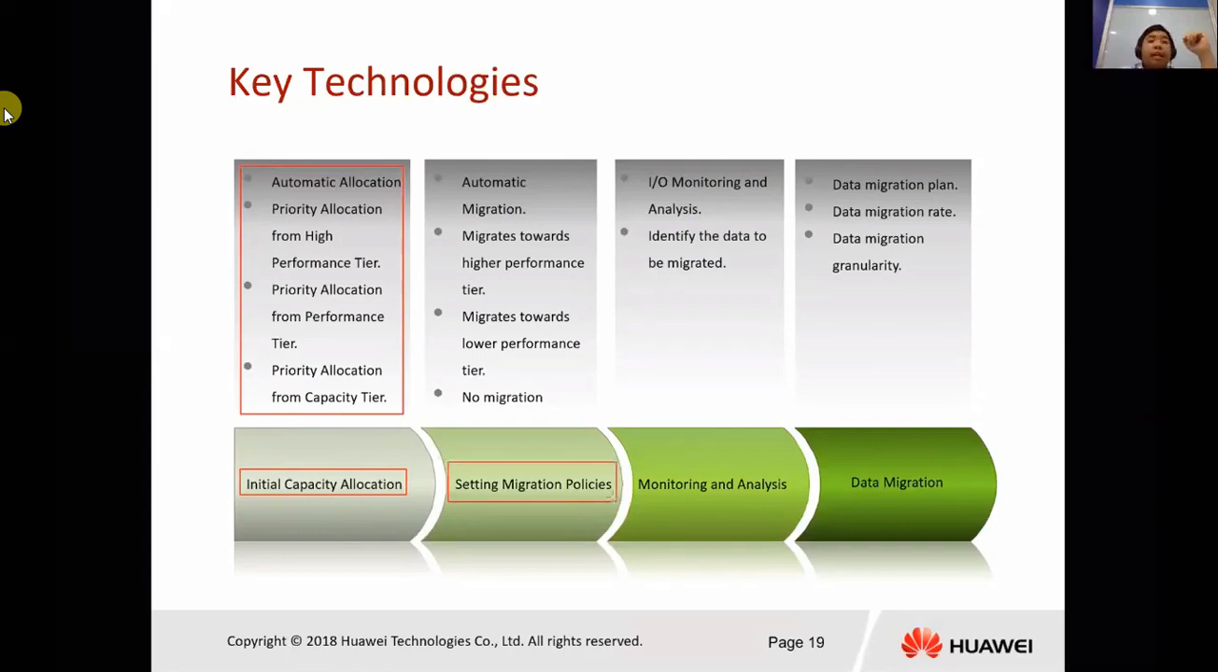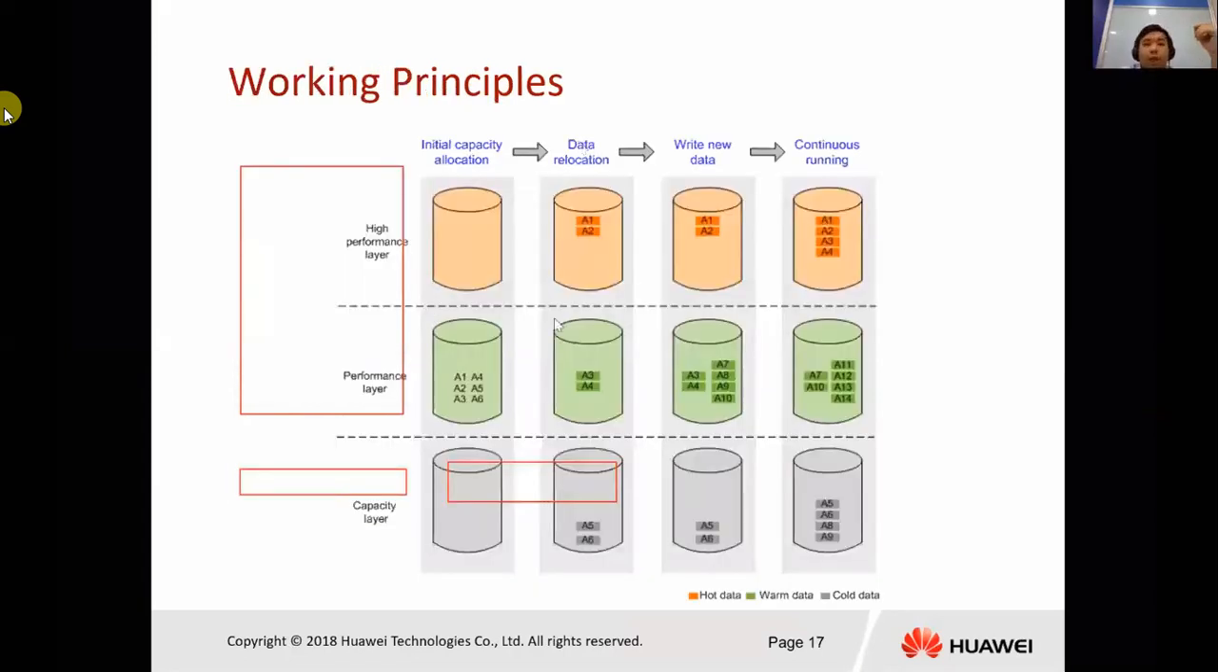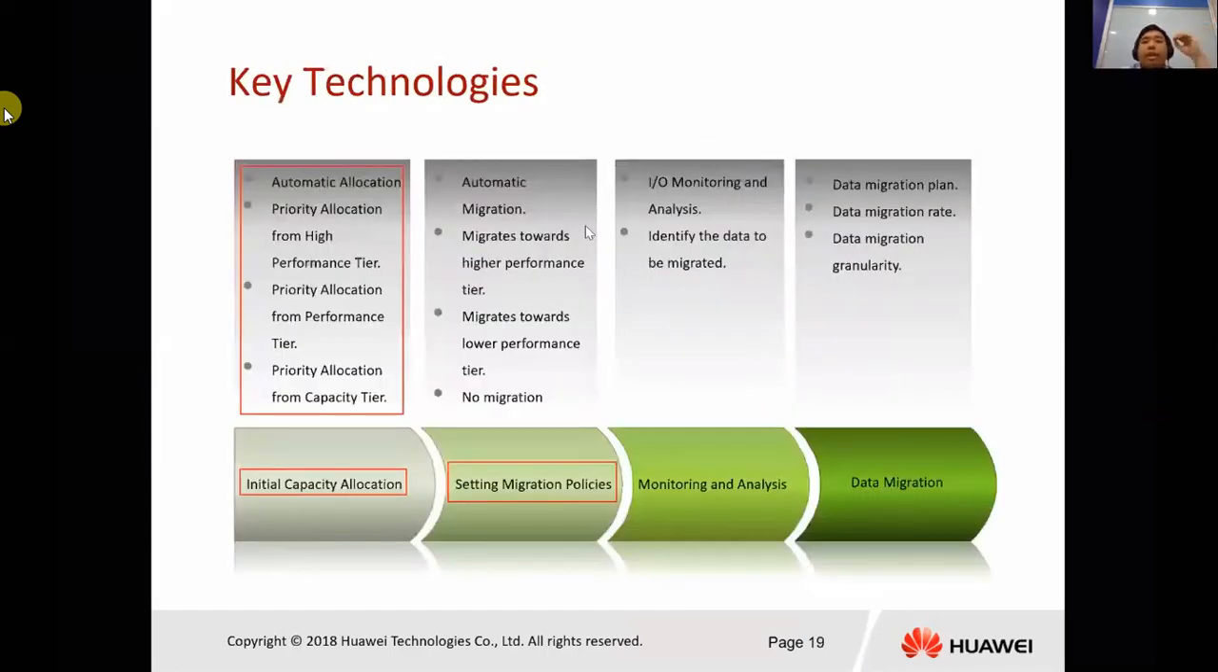Second key technology will be setting the migration policy. So for the migration from the SAS to the nearline SAS, there's a migration policy. It means that you can make it automated or you can make it manual. It depends on you. There are 4 types of migration policy you can choose from: automatic migration, migrate towards high performance tier, migrate towards low performance tier, or no migration. Okay, so these are the policies that you can choose.